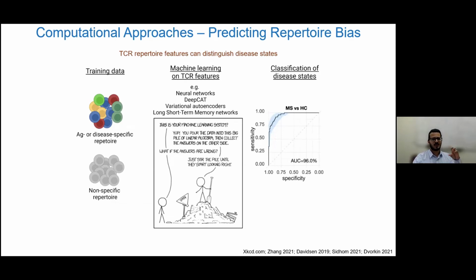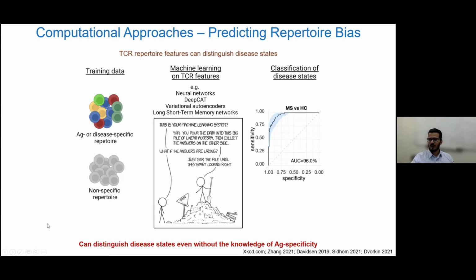These data sets are used as inputs for machine learning, where various machine learning methods are used to learn what are specific sort of classifiers based on features of the TCRs. And these could be many different methods, such as neural networks, variational autoencoders, memory networks. Many different machine learning methods are being used in the last couple of years, in which one can learn what is special about certain antigen or disease-specific T cell repertoires, and based on that, can we classify disease versus healthy samples, for example, or antigen-specific versus non-specific cells.